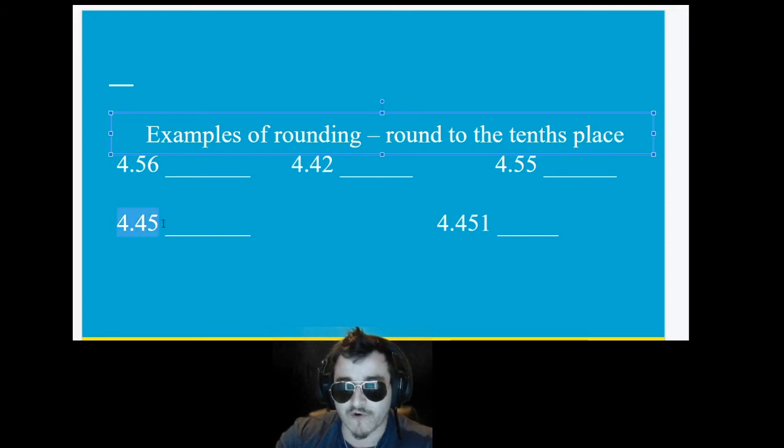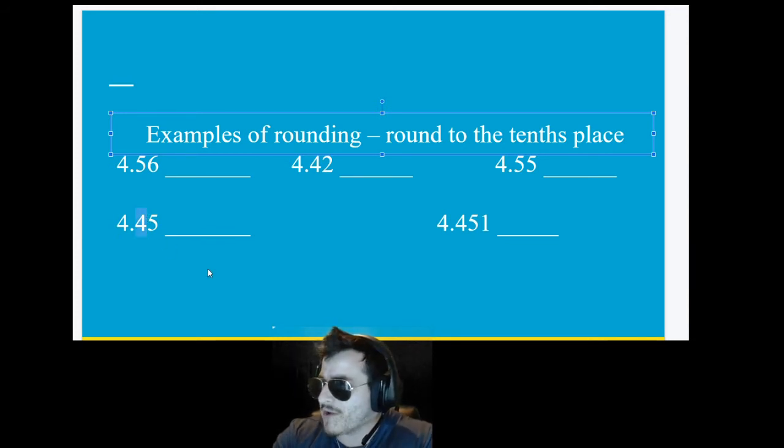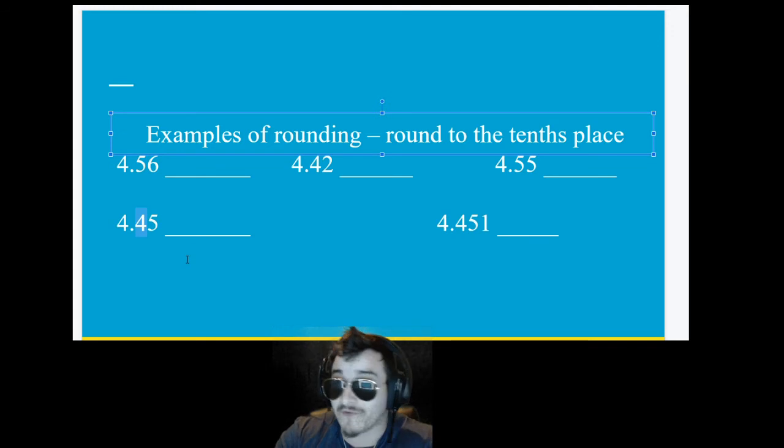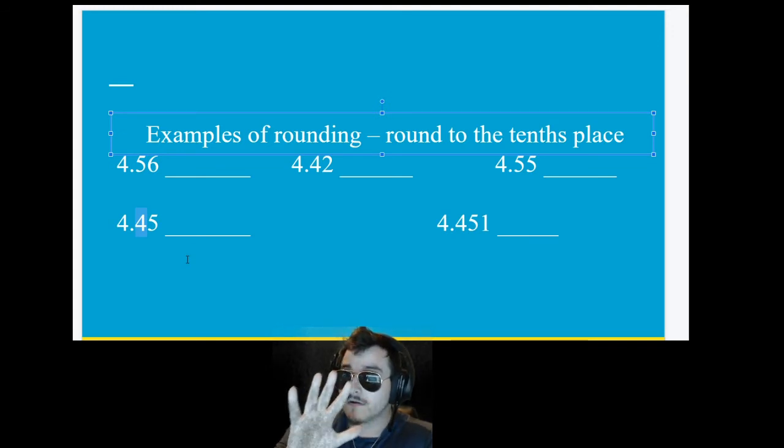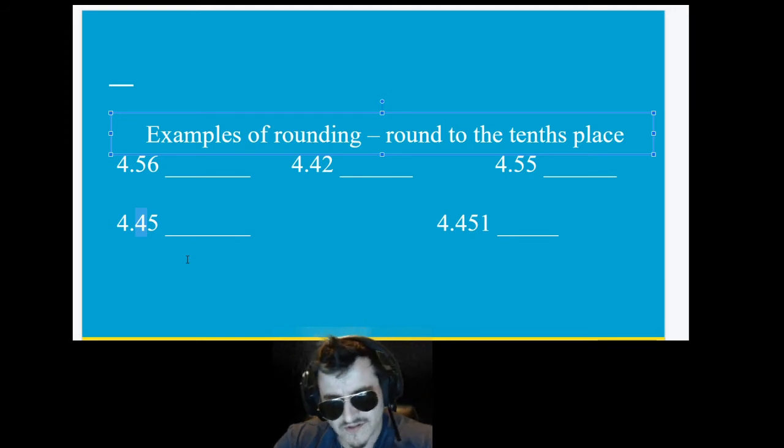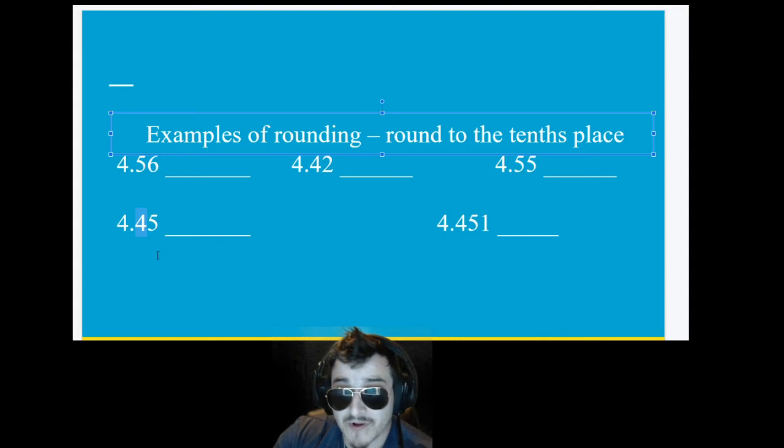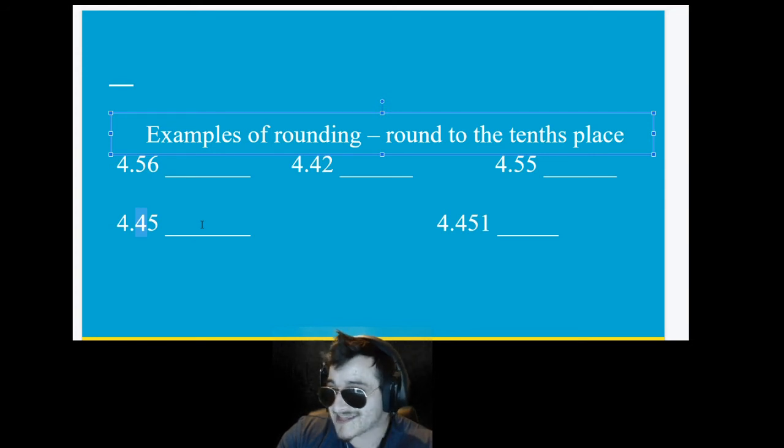Now let's look at 4.45. Well, this 4, we're looking at potentially rounding it up. What would happen to it if it rounded up? Well, the 4 would become a 5. And 5 is odd. Oh, no. We don't like odd numbers, and so we're not going to round it up. So 4.45 would stay 4.4. That's kind of weird, especially when we'll look at the very final example here, 4.451.